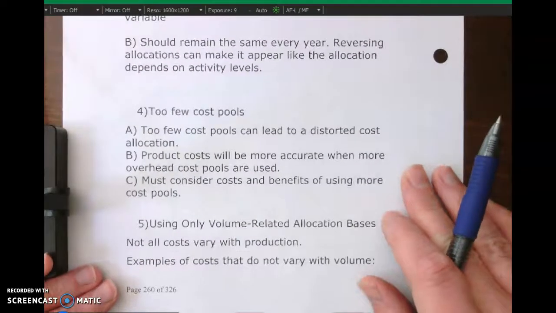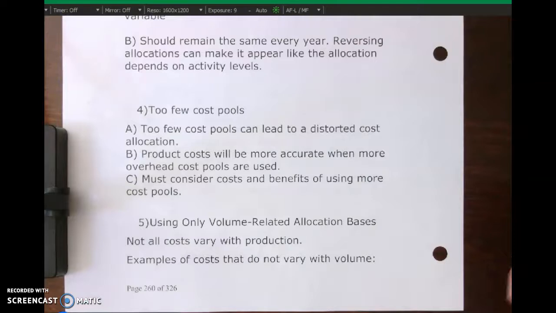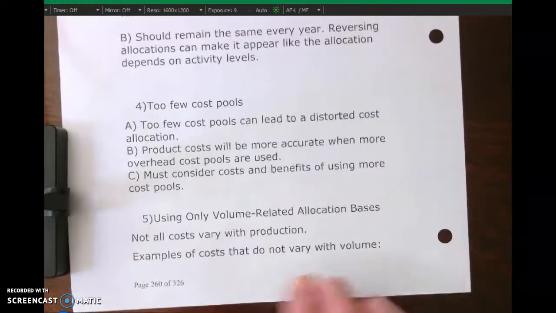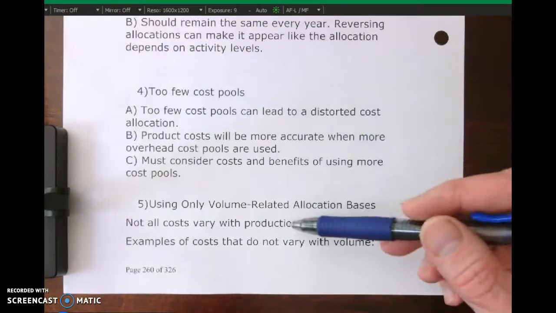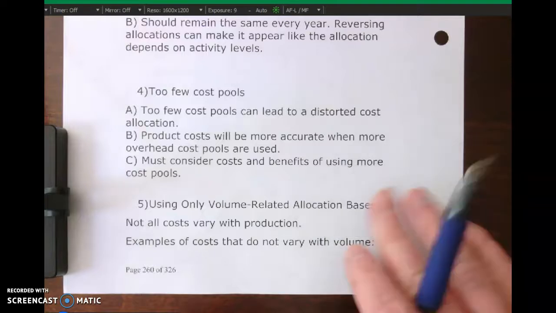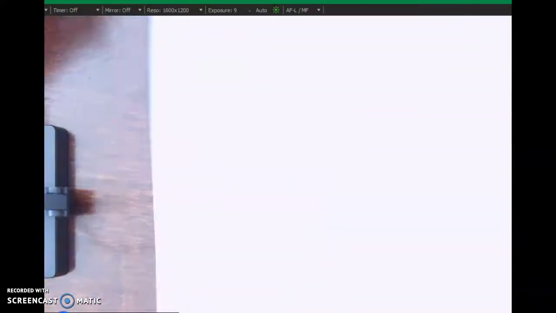Another problem with cost allocation is that we can have too few cost pools. We can put too much cost in one cost pool and then allocate it out. Maybe we put all fixed and variable expenses of the computer system in one cost pool, and then that distorts things. Okay. The other problem that we can have is only using volume-related allocation basis. Not all costs vary with volume. And so we do have some examples of costs that don't vary or don't increase or decrease with volume.